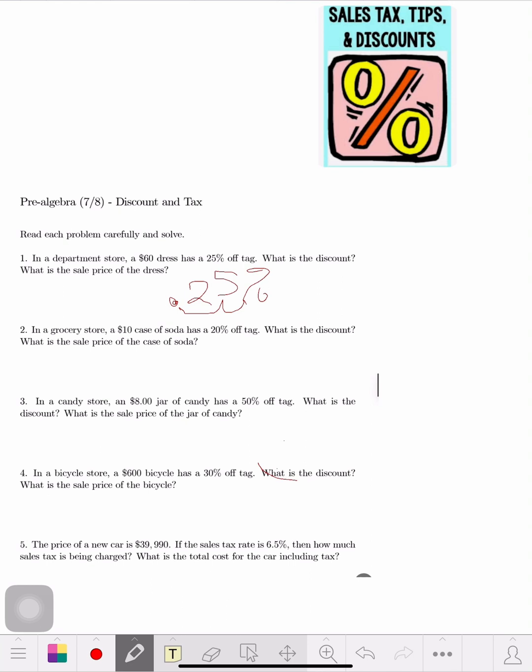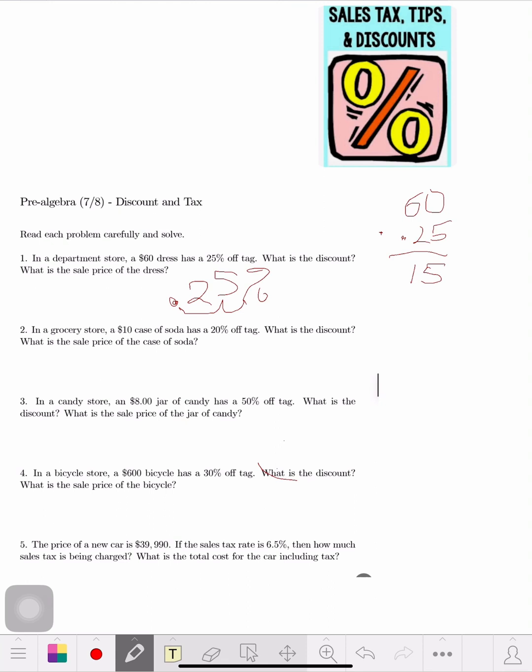So now I'm going to do the calculator. I'll do the first one like this. It'll be $60 times 0.25. That'll be the savings. Okay, so let's see what that is. 60 times 0.25 equals, you save $15. Okay, $15. So now they're saying that's the discount.